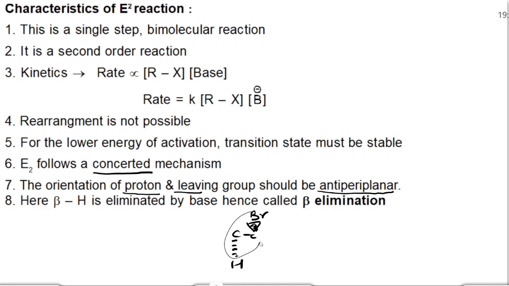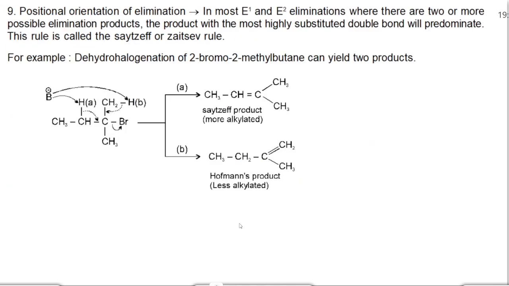Then they can, means it should be oriented in such a way. Here beta hydrogen is eliminated by base, and this is called beta elimination. Now, positional orientation of elimination.